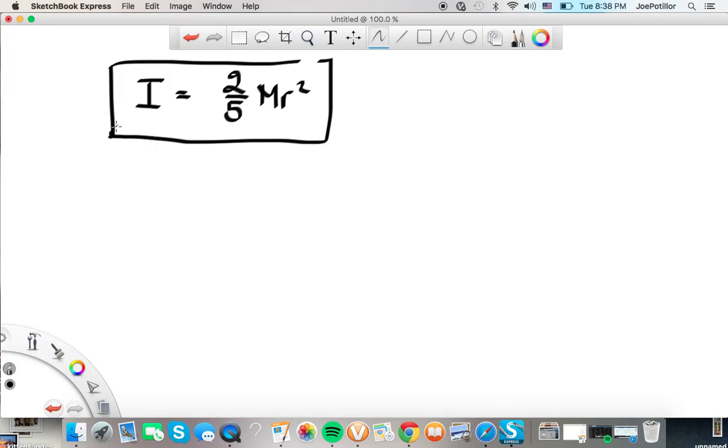But I wanted to show you how to derive this for the sphere, and if there are any questions, of course, you may feel free to ask them in the comment box, or you may feel free to bring them up during class, and we'll talk about that later.